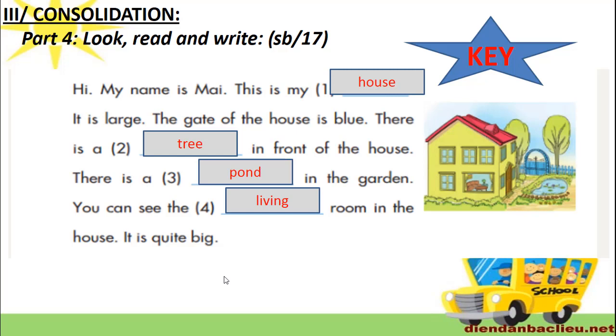You can check your answer here and read the whole paragraph again. Hi, my name is Mai. This is Mai's house. It's a log house. The gate of the house is blue. There is a tree in front of the house. There is a pond in the garden. You can see the living room in the house. It's quite big.